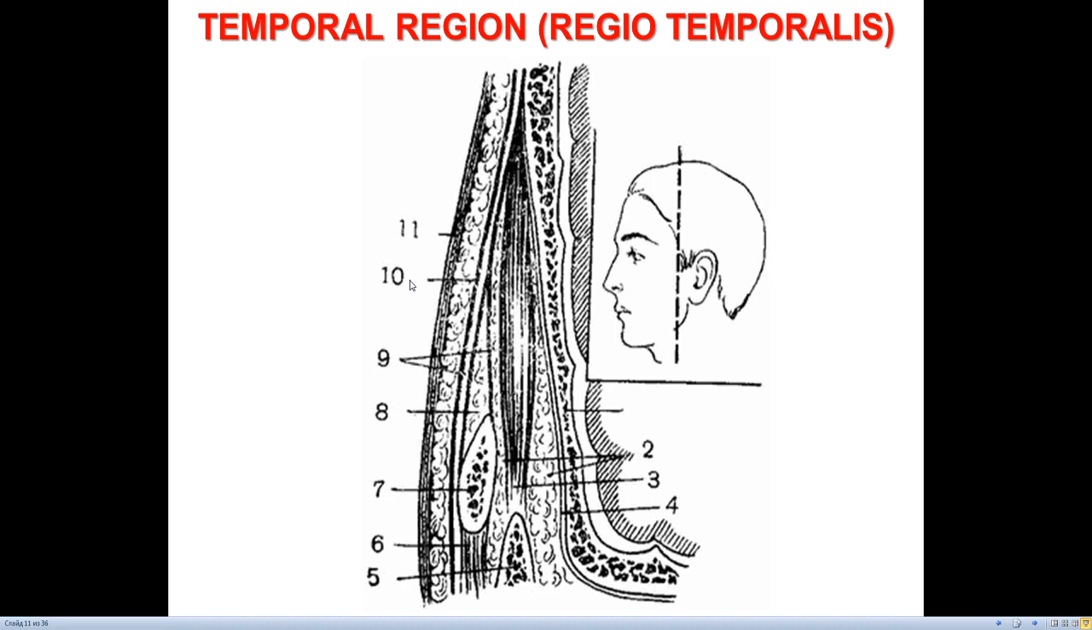Bones of the temporal region don't contain diploe, and in general their thickness is very, very small, 2-3 mm. That's why more often here it is possible to see hematomas after trauma of the temporal region.